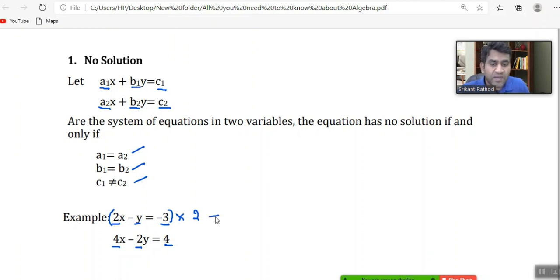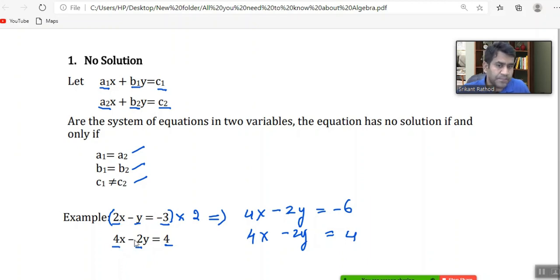So now I can write this expression further as 4x minus 2y equals negative 6, and the second expression is 4x minus 2y equals 4. As I said, you can multiply the first expression by 2, or you can divide the second expression by 2, to make the coefficients of x and y the same, right? Now look, the coefficient of x here is the same, that is 4, the coefficient of y here is the same, that is -2, and the constant terms, the values of c1 and c2, are different. If this is the case, then we say this system of equations has no solution.